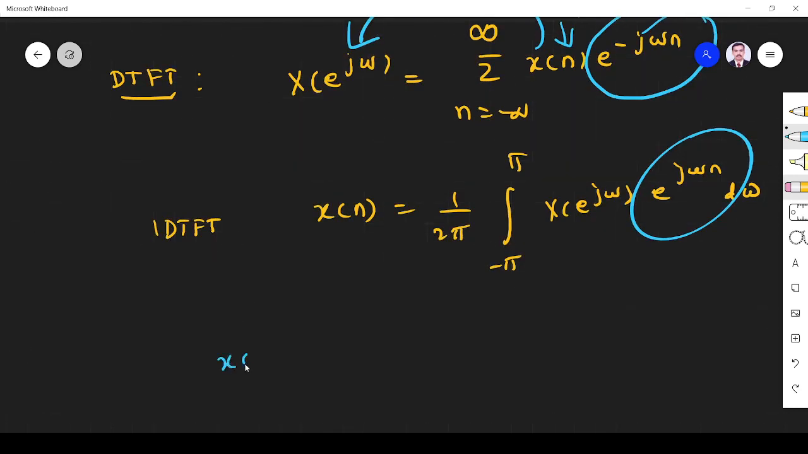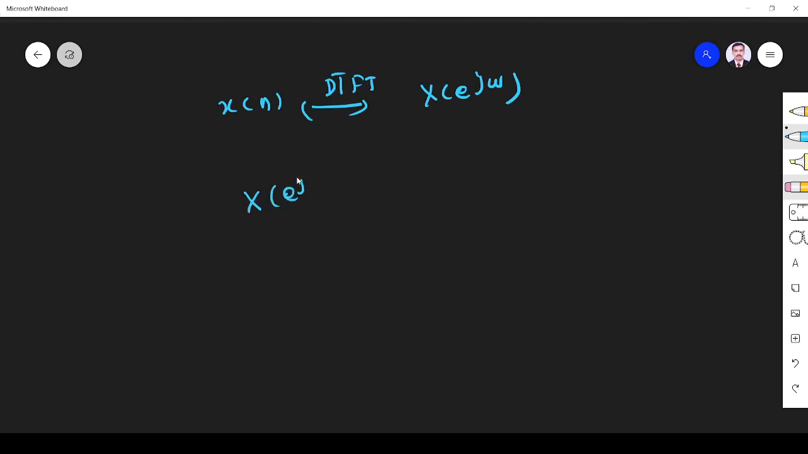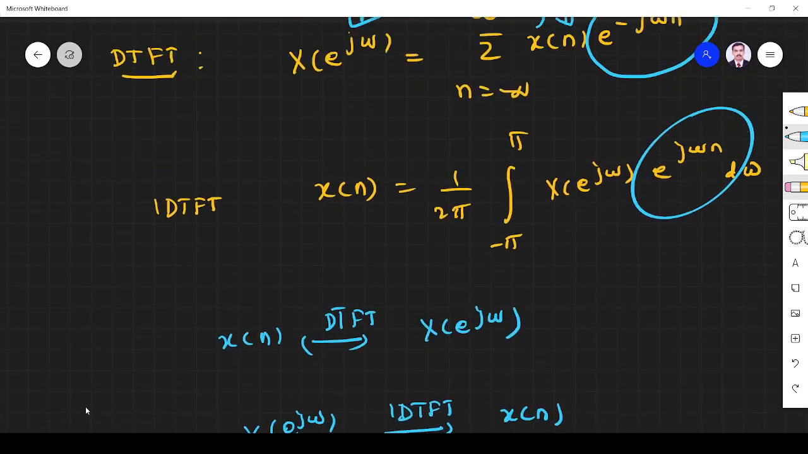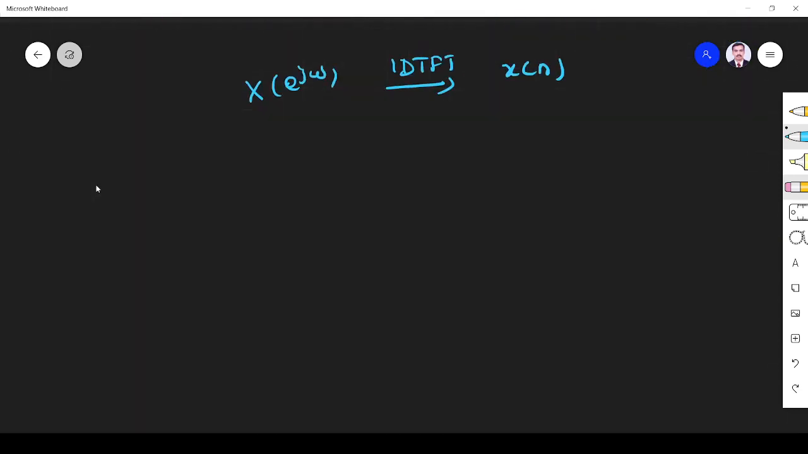So if I want to go from x of n to the frequency domain, you take the DTFT, right? If I want x of n from X of e power j omega, you take the inverse discrete time Fourier transform, right? And again you see this is minus pi to plus pi. What is the reason? You can comment in the comment section why it is not minus infinity to plus infinity. Okay, so these are all the things you must know.